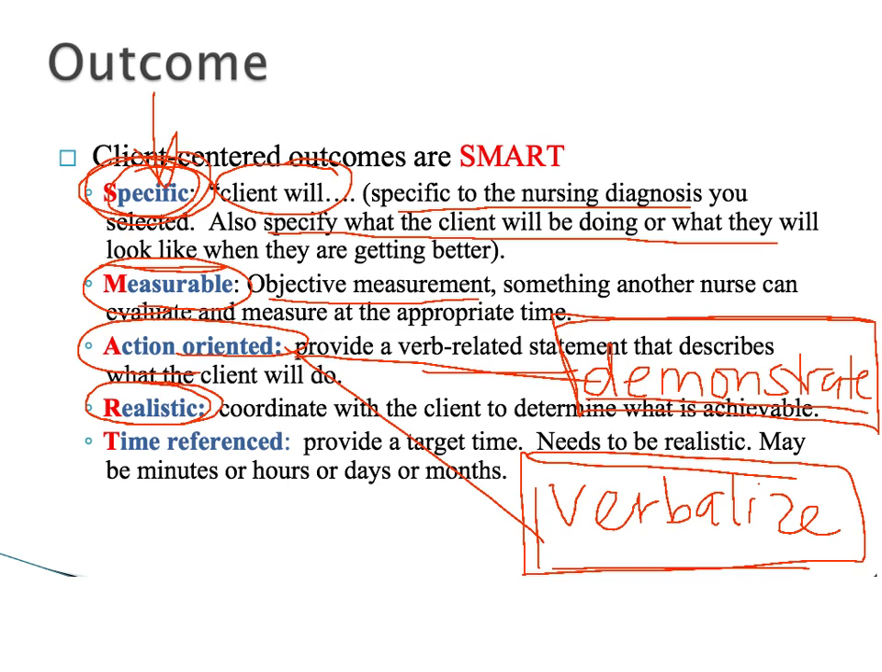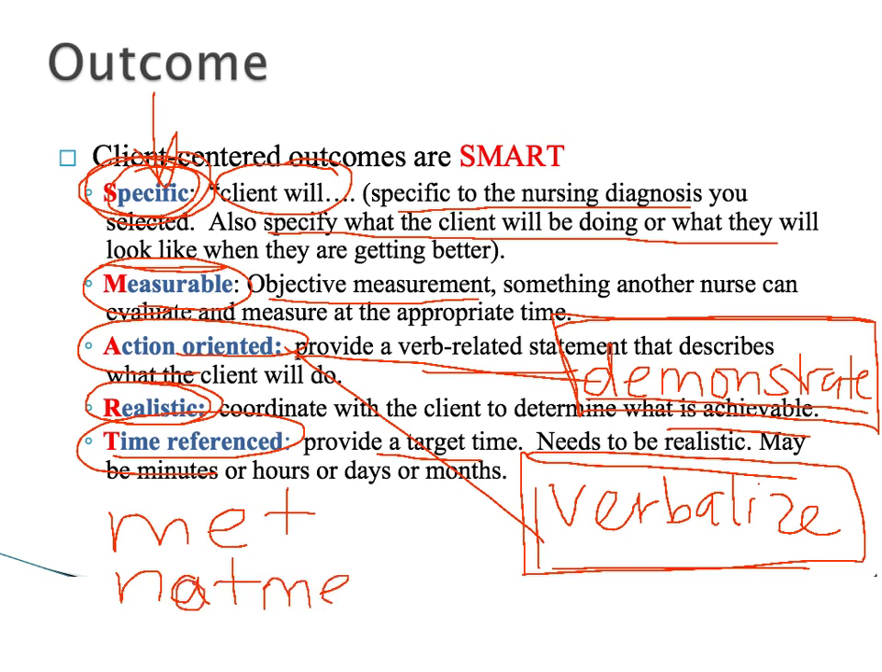The outcomes also need to be realistic. It has to be achievable. It has to be something that the client can actually do, and it has to be something that the nurse can either watch the patient do or hear the patient repeat back. And then the time reference provides a target time for when the next nurse, or if you're still the nurse, when you're going to evaluate if this outcome has been met, not met, or partially met.